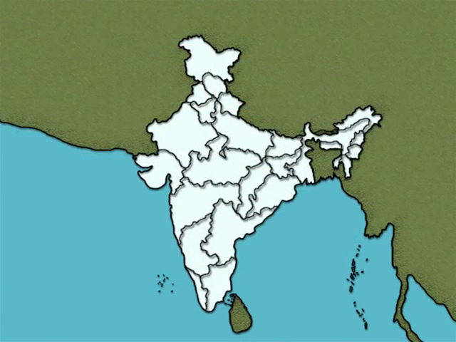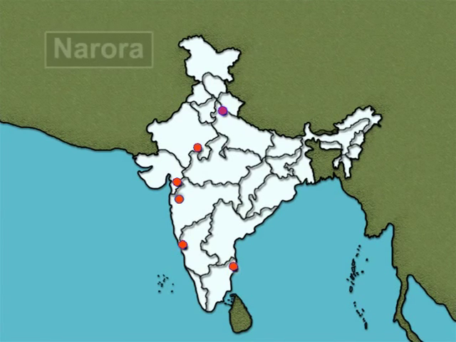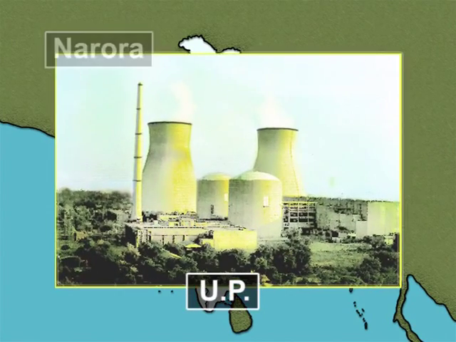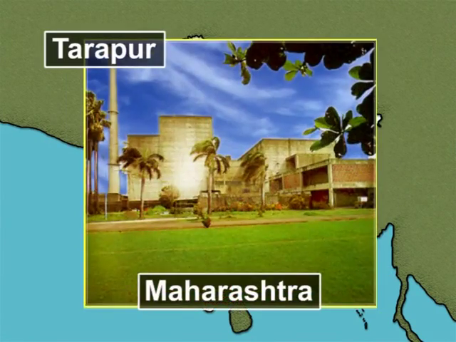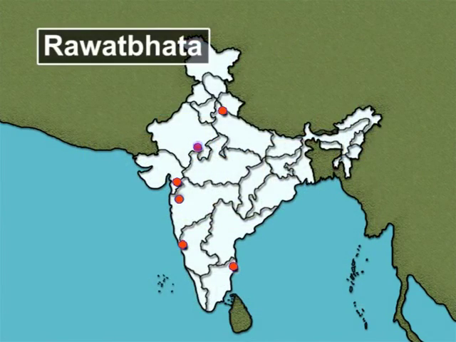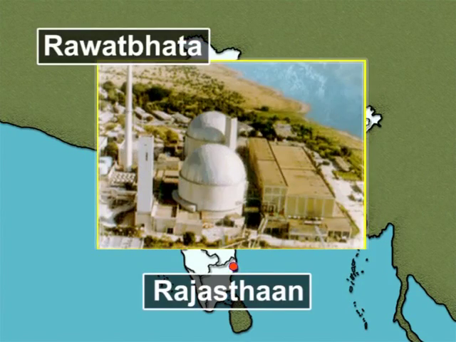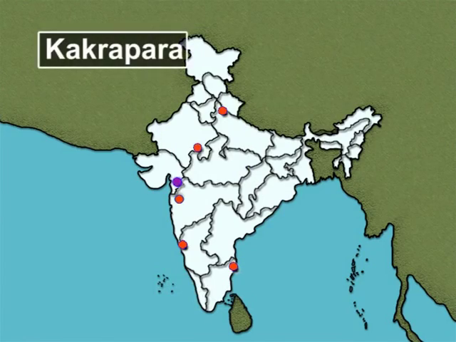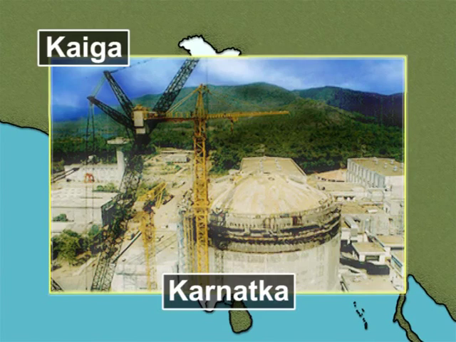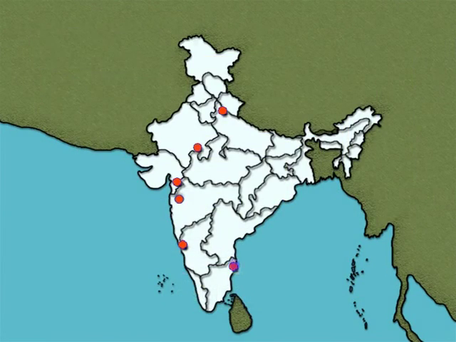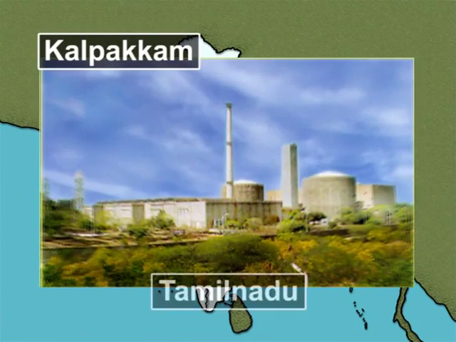In India, the main places where nuclear reactors are working to produce energy for us are Narora in Uttar Pradesh, Tarapur in Maharashtra, Rawatbhata in Rajasthan, Kakrapara in Gujarat, Kaiga in Karnataka, and Kalpakkam in Tamil Nadu.